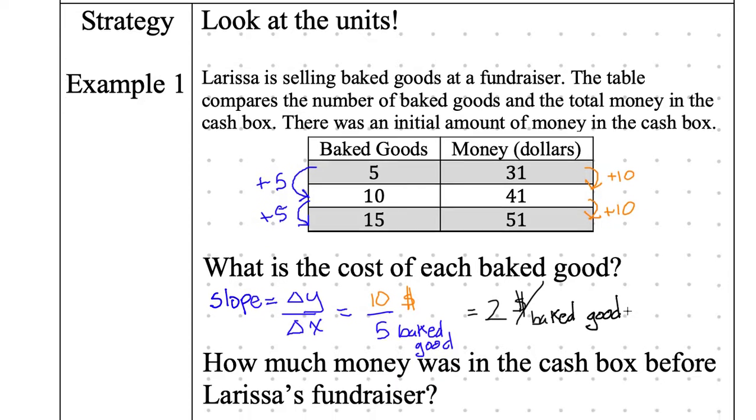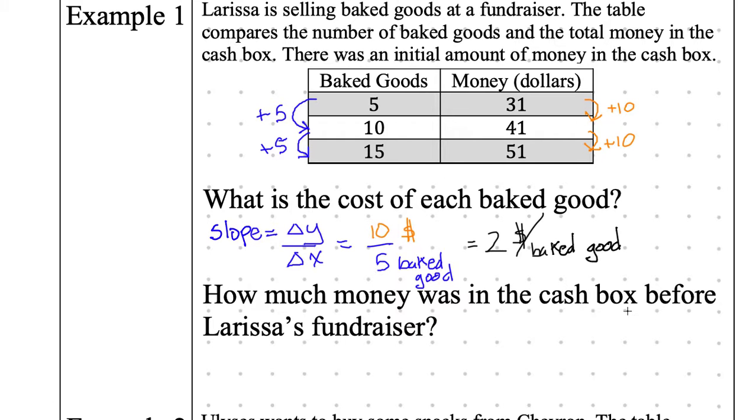Perfect. So now let's go to a harder question. How much money was in the cash box before Larissa's fundraiser? Because they said in the very beginning there was an initial amount of money in the cash box. Well, how much money was in the cash box? How are we going to do that? Who has their card still? Eamon.